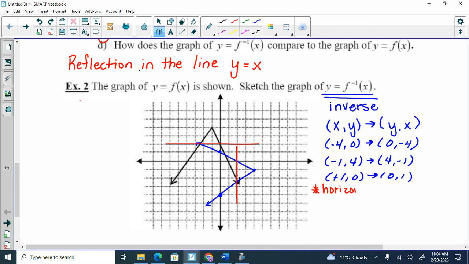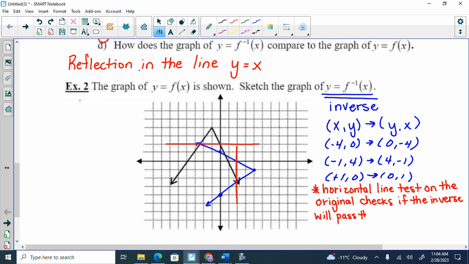Horizontal line test on the original checks if the inverse will pass the vertical line test and be a function.